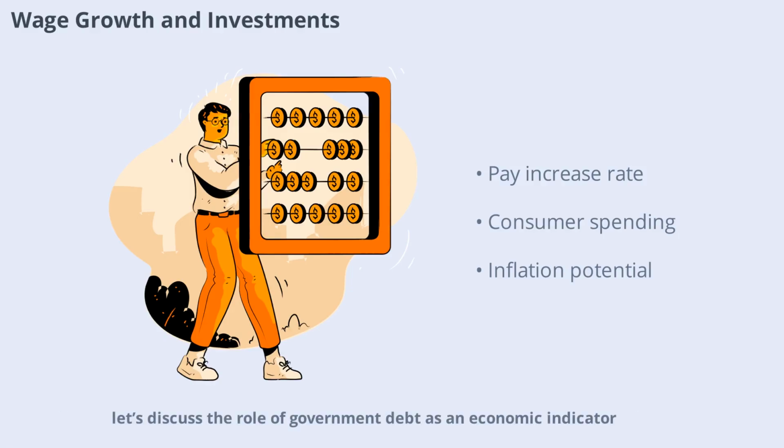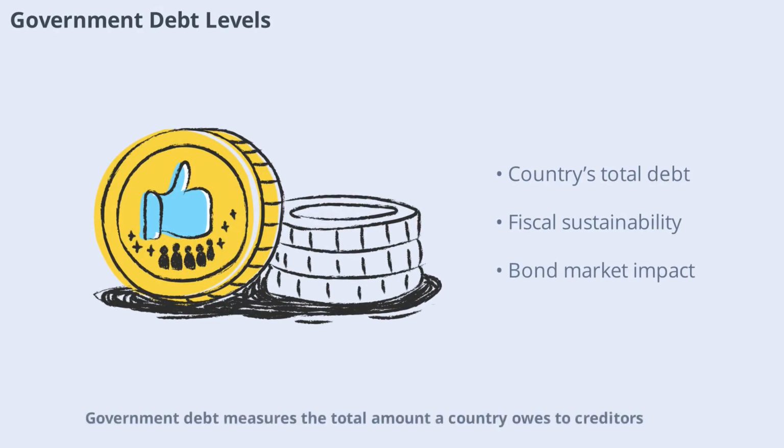Next, let's discuss the role of government debt as an economic indicator. Government debt measures the total amount a country owes to creditors. High debt levels can raise concerns about fiscal sustainability and impact interest rates. Investors monitor government debt to assess risks and opportunities in bond markets. Changes in debt levels can influence currency values and overall market sentiment.